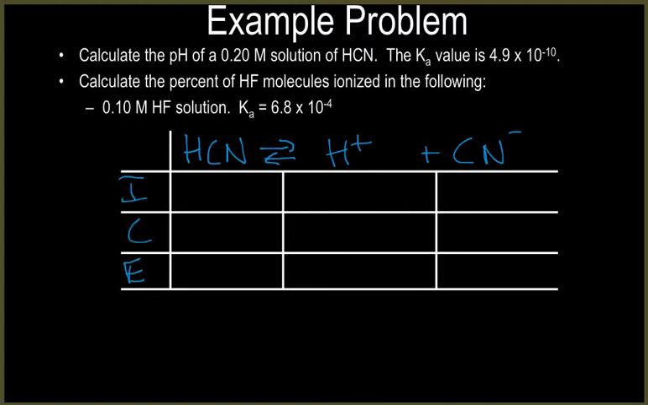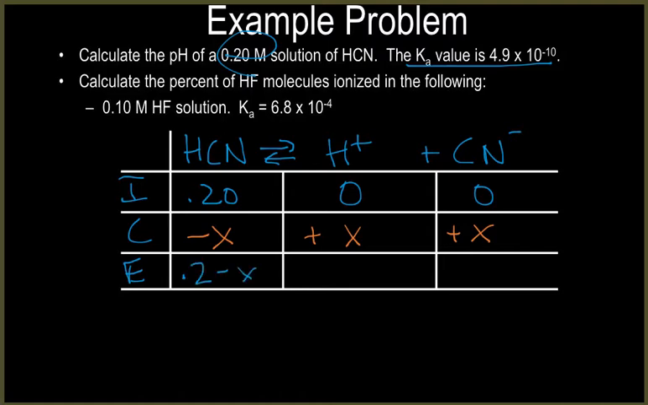And they tell us our initial concentration is 0.20. They don't give us any values for those, so we assume those are 0. They also give us a Ka value. So that's telling us that they're not going to give us anything in equilibrium. So this is one of the types of problems where you have to use the x's. So your change column here is going to be minus x, plus x, plus x. And then we use that to get our equilibrium. So this is going to be 0.2 minus x, x, and x.